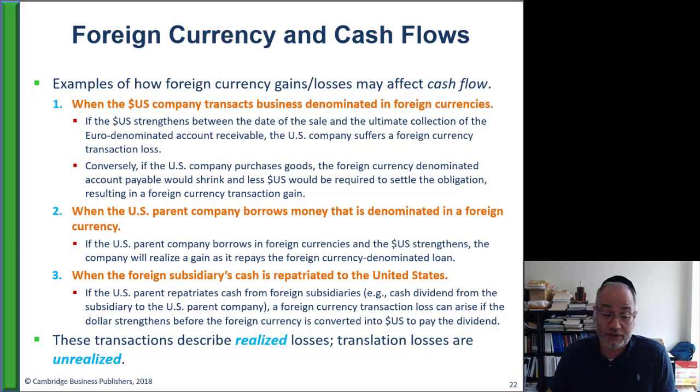It could work in the other direction. Let's say the value of the euro goes up, then the whole value of the subsidiary is going to float up with the value of the euro, and therefore you're going to have a gain. These gains are considered to be unrealized gains, and they go to other comprehensive income. They do not go to income.